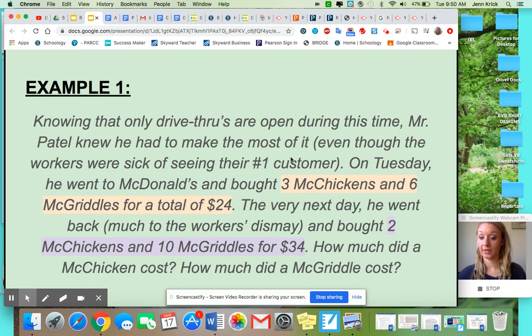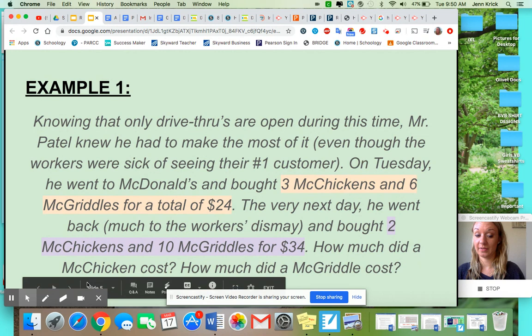Let's all pause together and take a moment for Mr. Patel, who just spent how much money at McDonald's in 2 days. Gosh, at least he's keeping the economy stimulated, right?